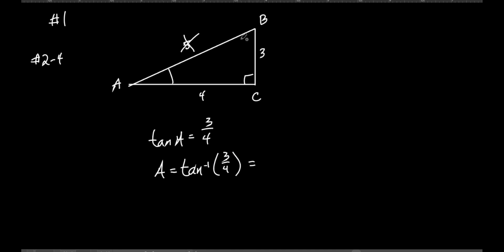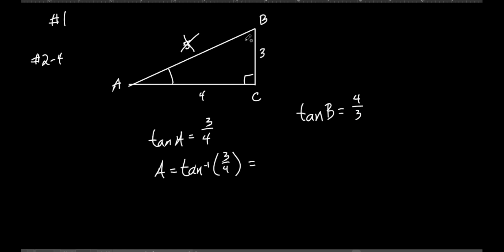Now, once you get this, you could find B very easily. If you wanted to, you could use a trig function. So you could have said the tangent of B is equal to, is this 3/4 again? No, it's 4/3 because this is opposite and this is adjacent. So you could do that if you wanted to. I would suggest that you didn't do it that way.